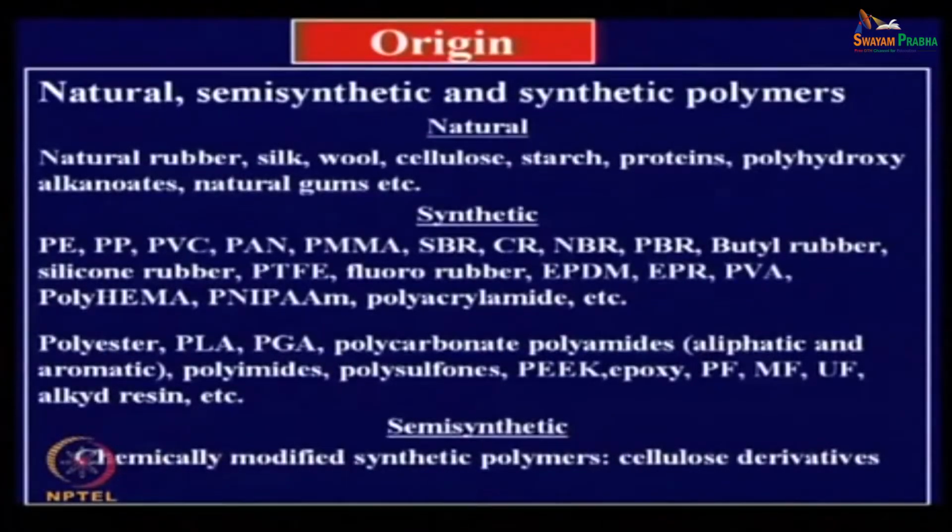Now, let us come to little of these classifications. On the basis of origin, I told you there are natural polymers, semi-synthetic polymers and synthetic polymers. In the natural category, there are many polymers naturally occurring, that means synthesized or prepared by various agencies of nature. What are the agencies? Plants and animals.